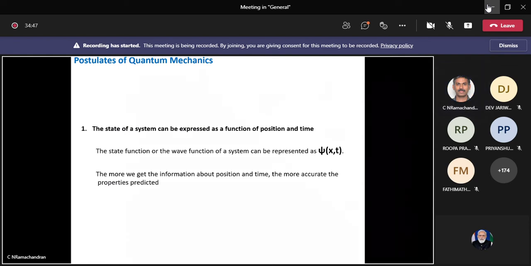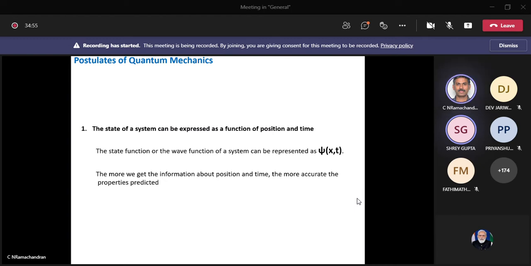Sir, I had a doubt. Can I? Yes, please. Sir, when we say that the state of a system can be represented as a function of position, that is just a representation, we are using psi as a function. When we talk about an electron, by Heisenberg's uncertainty principle, we cannot calculate the velocity and the position of the electron simultaneously. That is why we talk about the probability distribution function.